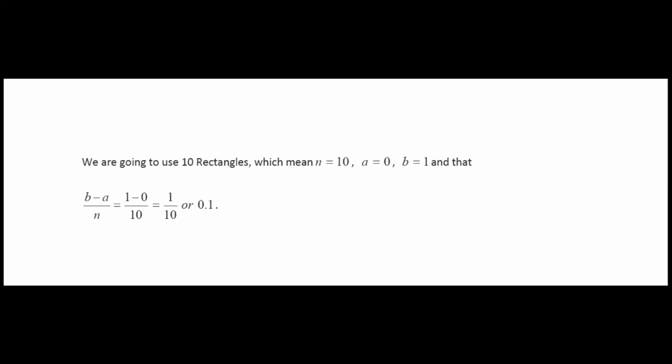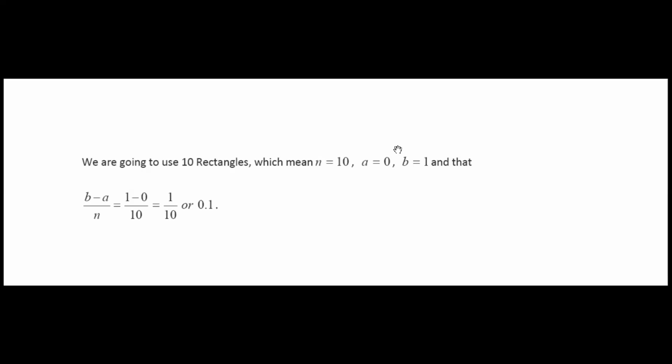Now, the number of rectangles is called n. And this graph, if you remember, went from 0 to 1. The starting point we will call a. a is 0. And the ending point we will call b. b is 1.